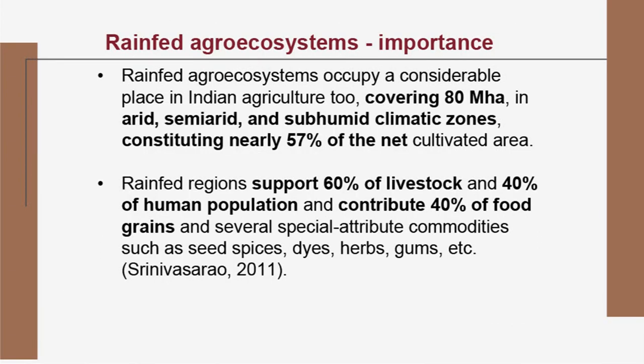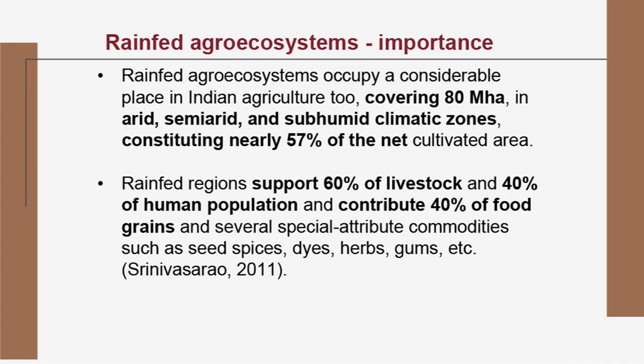Now see the importance of the rainfed agroecosystems. So rainfed agroecosystems occupy a considerable place in Indian agriculture too, covering 80 million hectare in arid, semi-arid and subhumid climate zones, constituting nearly about 57% of the net cultivated area. So on an average, you can say a very significant area is under rainfed.